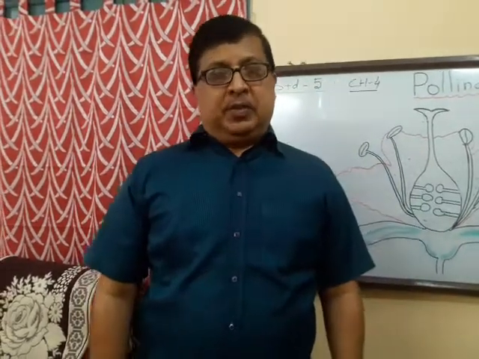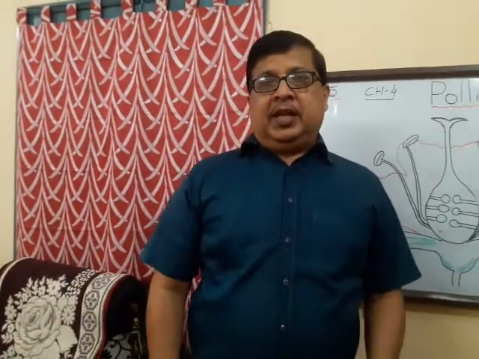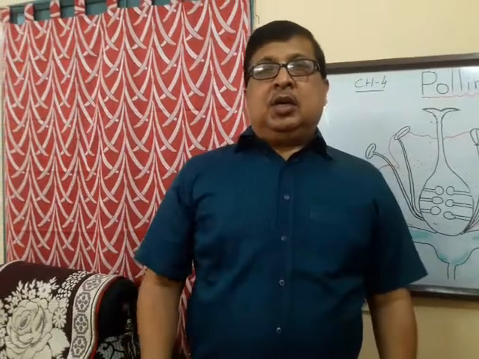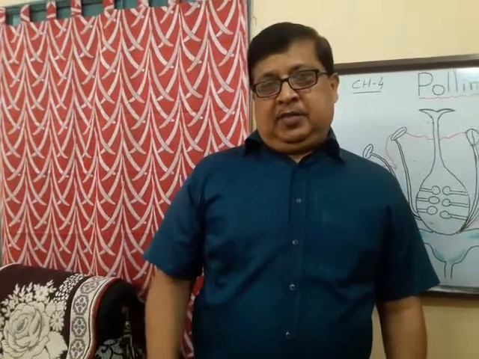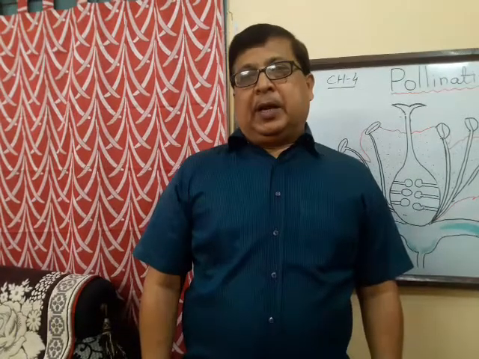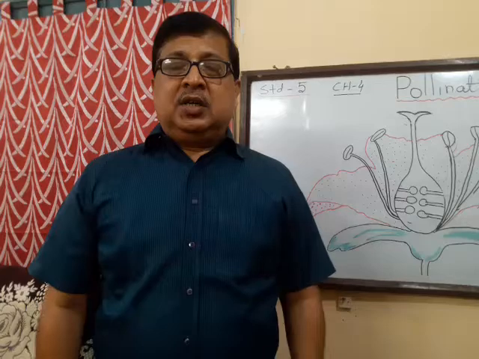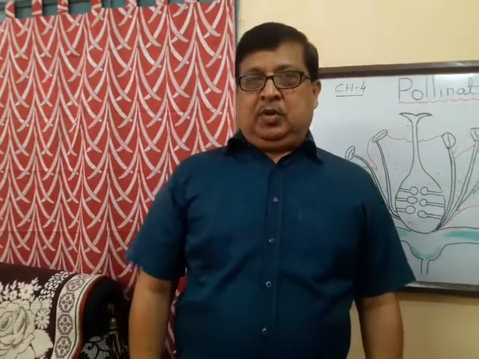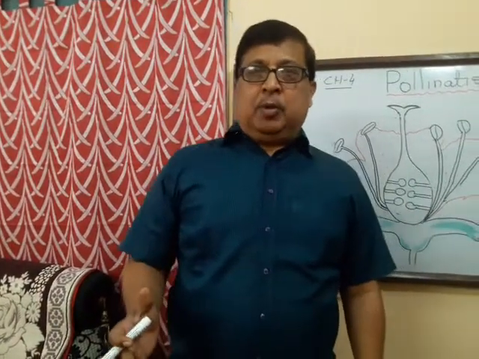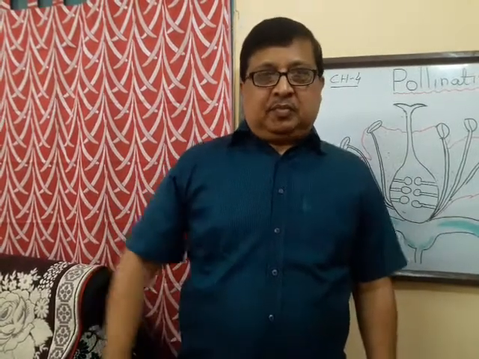Now children, till now we have done two chapters. First one was the circulatory system, and next we did about food and health. Today we are going to start with a new chapter, chapter number 4. Topic is pollination. Before I explain about pollination, let me first talk about the flowers.